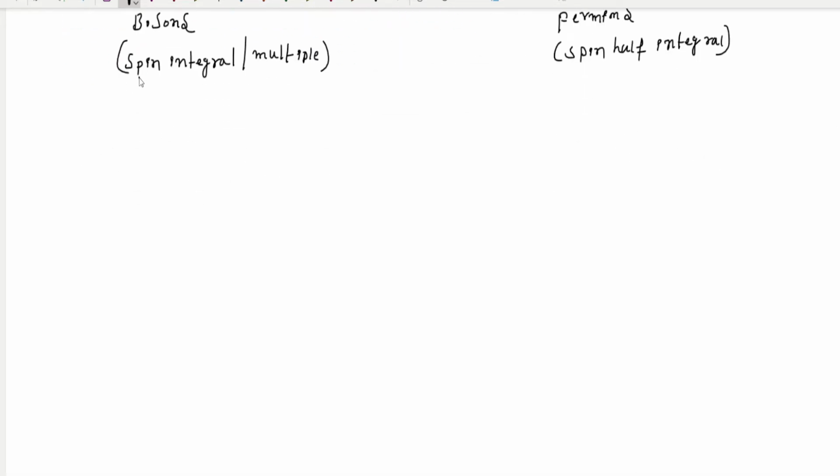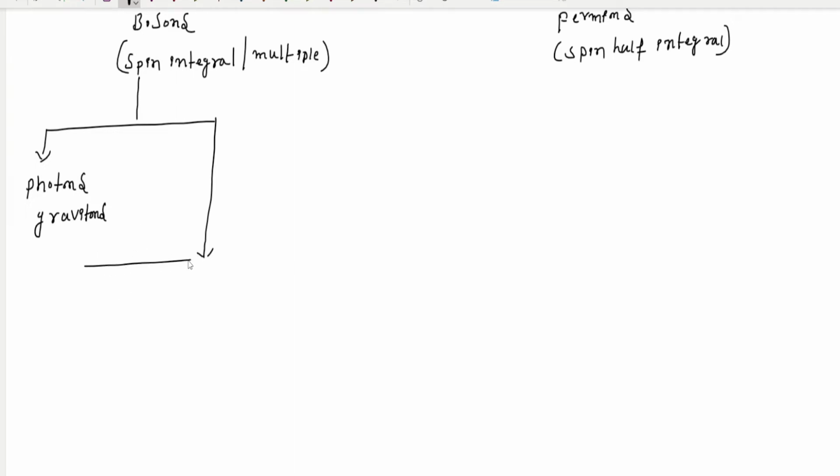Again, these bosons are classified into two categories. One group is photons, gravitons. Another part is the mesons group, and these are very important. These are almost divided into three types.